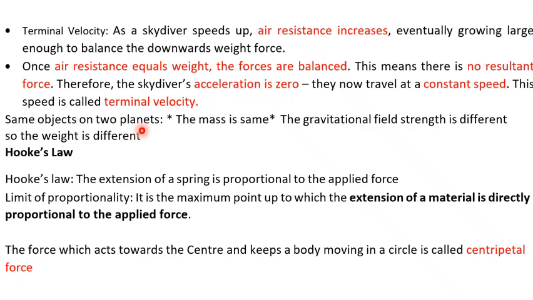Same objects on two planets. Remember about mass. Mass will be the same, but gravitational field strength is different. So the weight will be different on different planets because the g value will be different. Please remember, mass will not change. Mass remains the same.